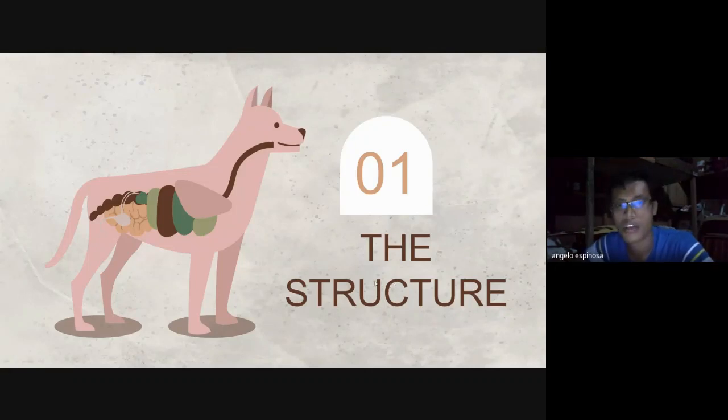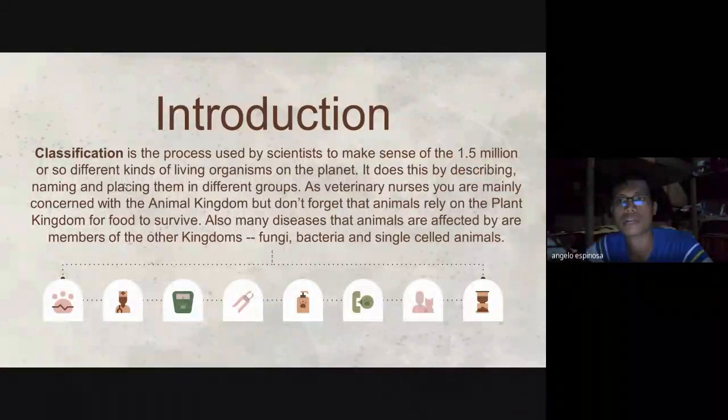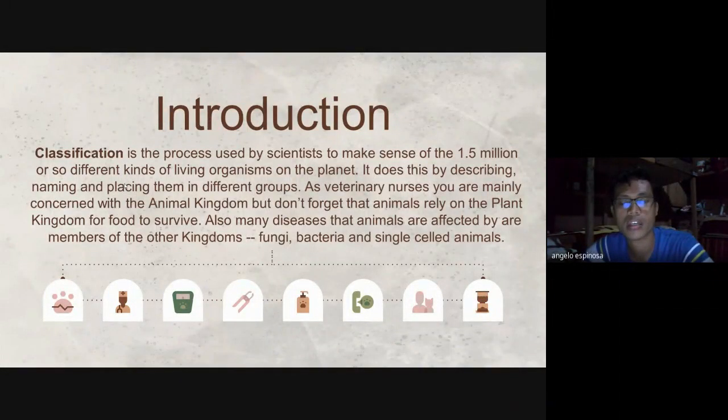So, the introduction of animal science, we have the classification. I talk about classification. How will you classify the animals? According to the family, to the phylum, division, to the order. So they are classified in different ways. And when we talk about classified, that is the organization, no?